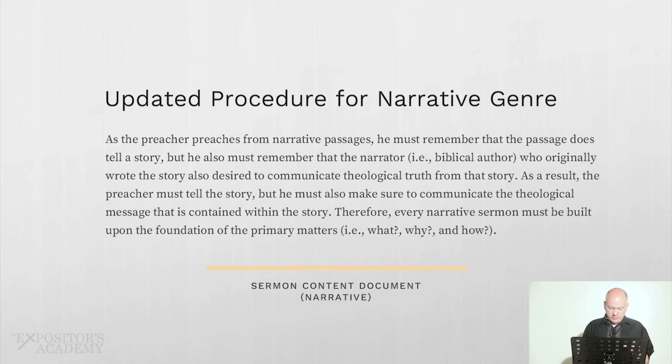Therefore, every narrative sermon must be built upon the foundation of the what, why, how, the primary matters. So you want to consider that. We're not changing the primary matters process in that sense. Before you can design your sermon, you have to think about the structure that it's built upon. And the way you get to the primary matters has changed a little, somewhat because of the exegetical process.